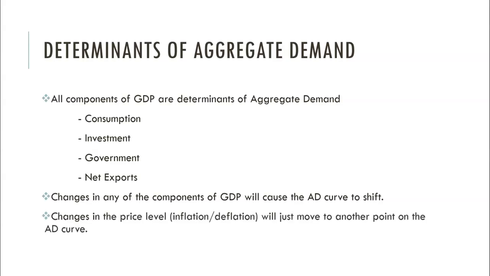If we have a change in the price level, so inflation or deflation, we're just going to move to one point on the curve, a different point on our aggregate demand curve. Just like we did in our market for Coke, people have different reservation prices. The lower the price went, the more people entered our market. So changes in price level will not shift the curve. Changes in any of these components of GDP or the components of aggregate demand will shift the curve.